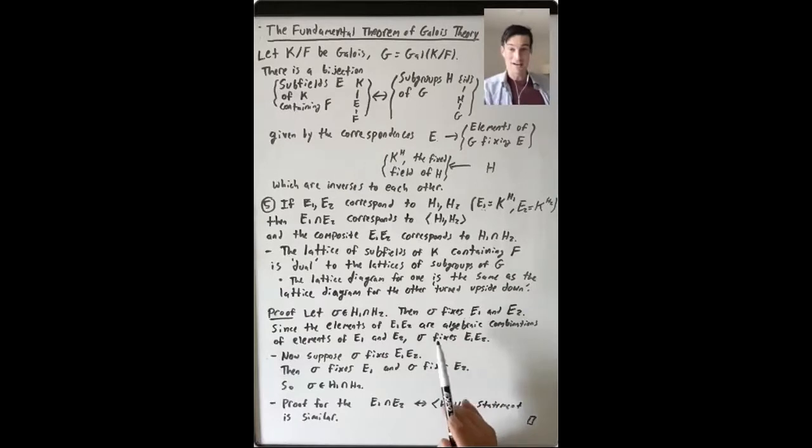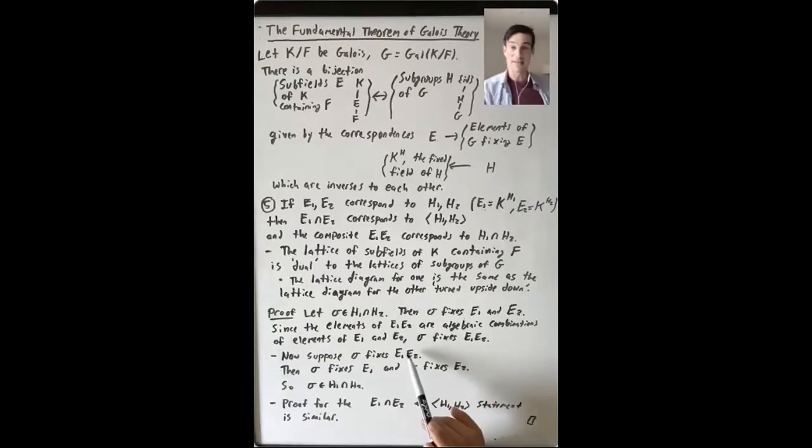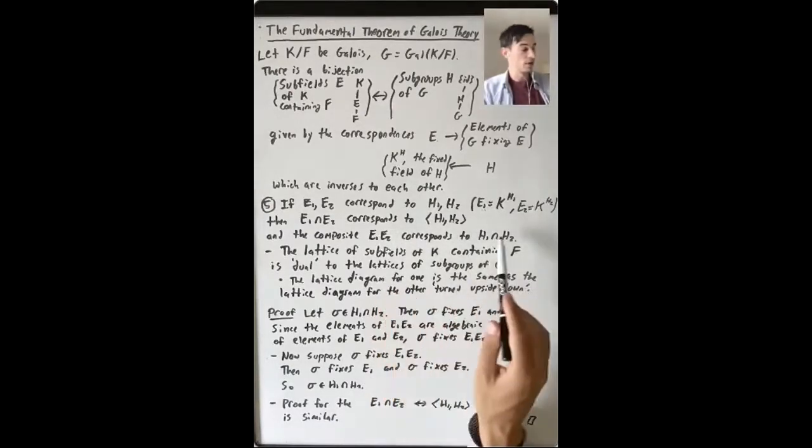The converse, the other direction, is easier. If sigma fixes E1, E2, well, this composite field contains E1 and it also contains E2. I mean, by definition, it's the smallest subfield of K containing E1 and E2. So sigma fixes E1 and sigma fixes E2. So sigma's in H1 and sigma's in H2. So it's in the intersection. Okay, so that's the proof of this statement.